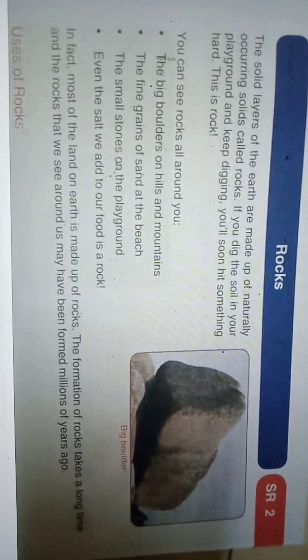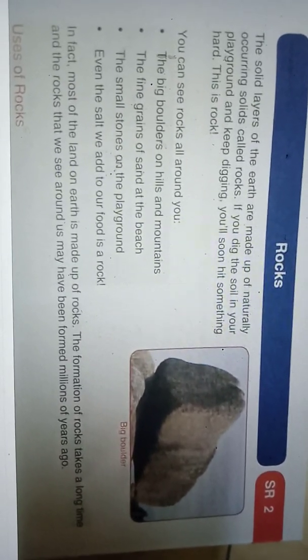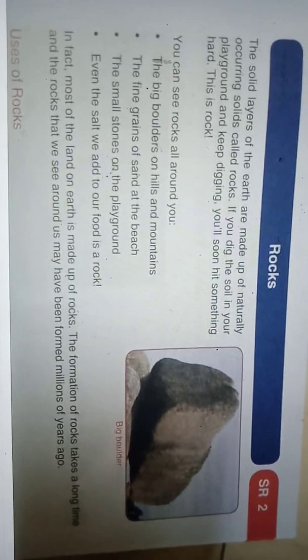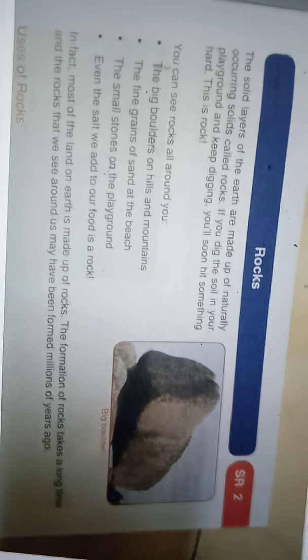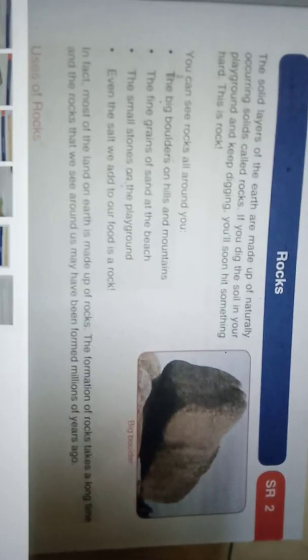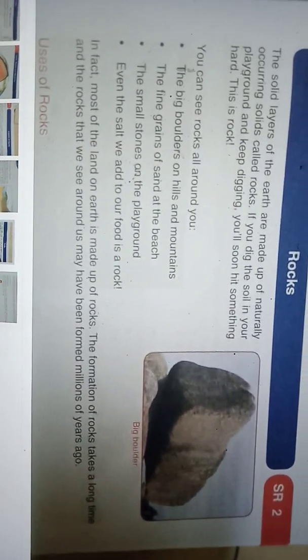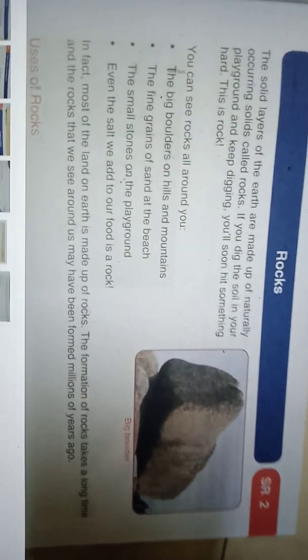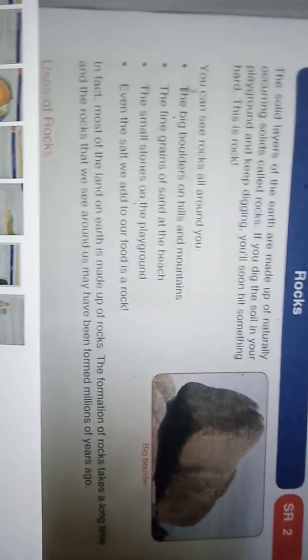In fact, most of the land on the earth is made up of rocks. The formation of rocks takes a long time. How is a rock formed? After a long time. The rocks that we see around are many, and they were formed around millions of years ago.